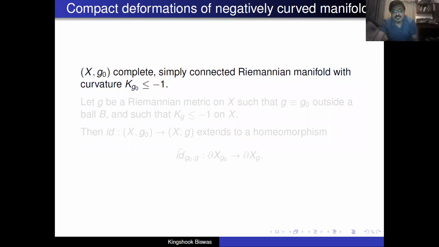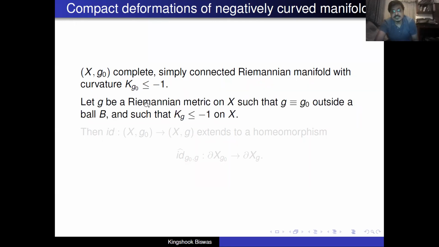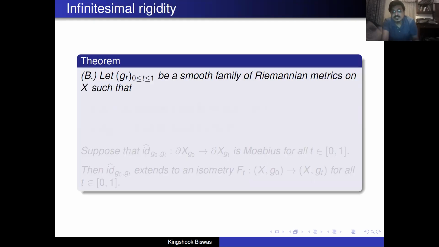Okay, so let me give some more results. Suppose X is a complete simply connected Riemannian manifold with sectional curvature less than or equal to -1. So G0 is the metric on X. And let G be another Riemannian metric on X such that G is equal to G0 outside a ball B, and such that G also has sectional curvature less than or equal to -1. Then if I look at the identity map from X with the metric G0 to X with the metric G, it's easy to see this is a quasi-isometry. So this extends to a homeomorphism, identity hat G0, G, from boundary X with respect to G0 to boundary X with respect to G. Then we have the following infinitesimal rigidity theorem.